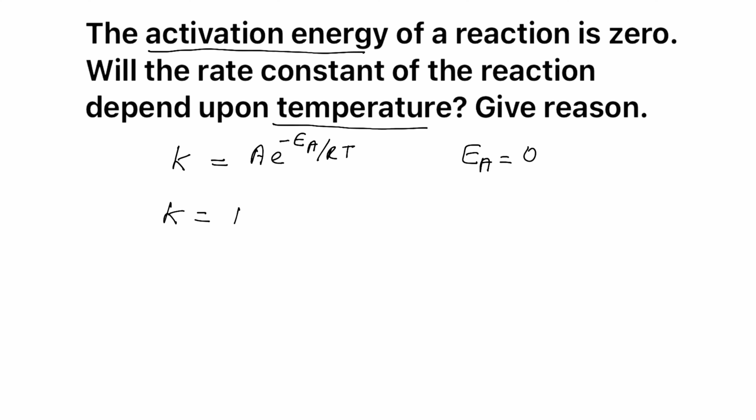K is equal to A e raised to minus 0 by RT. So it becomes K is equal to A, right? Or you can say K is equal to A e raised to 0, which means K is equal to A. So the rate constant is equal to the Arrhenius constant. So you can say the rate constant K is independent of what? Temperature, right?